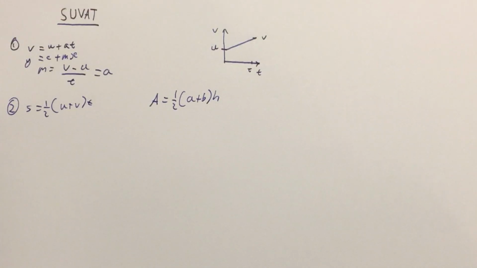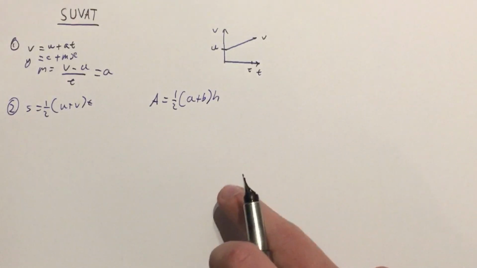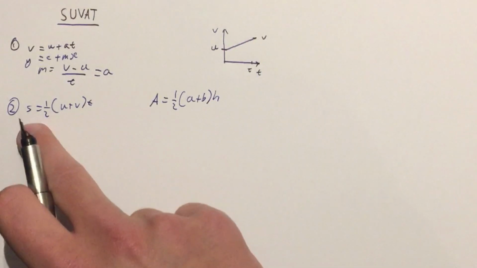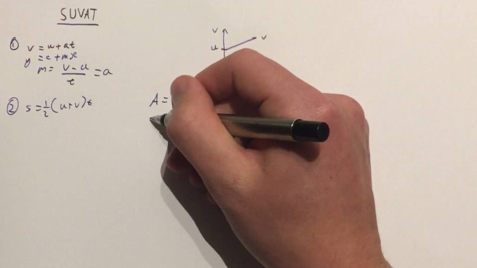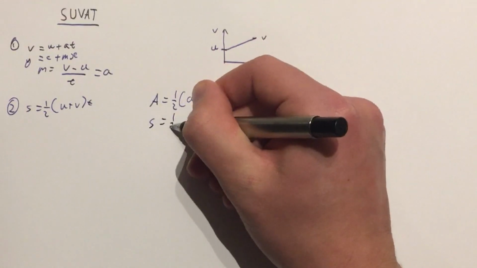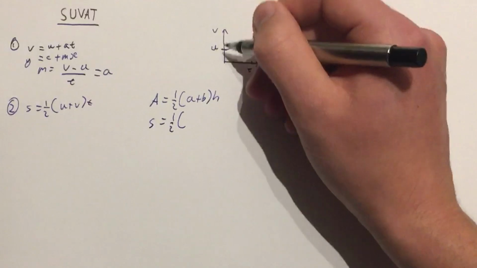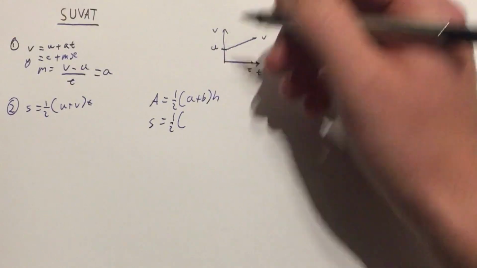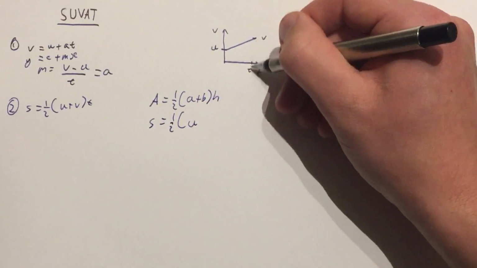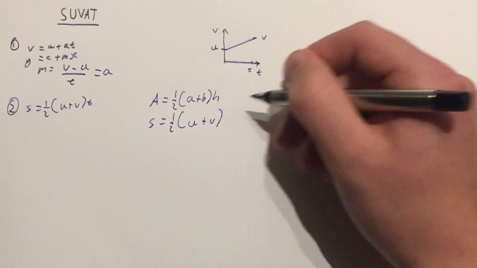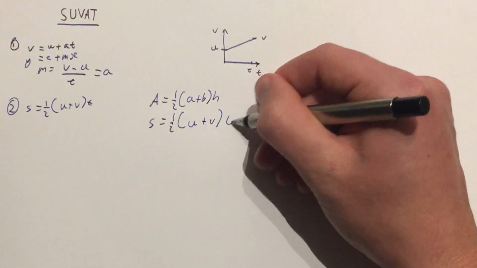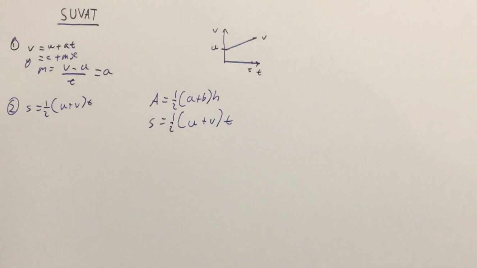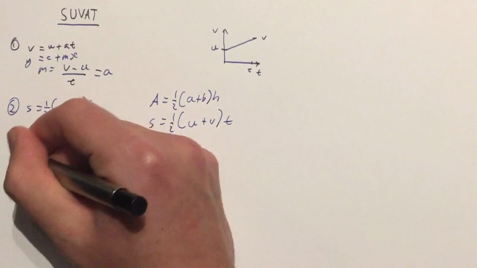If we sub in so that we know the area underneath of this is going to be equal to displacement, so we simply have displacement equals a half brackets this side here, which is going to be u, this side here, which is v, and then this side here times by t. Now the rest of the equations can be derived just from these two, and we're going to start off with s equals ut plus a half at squared.